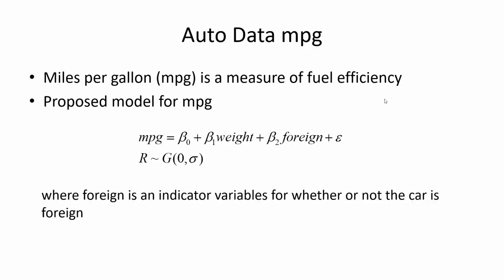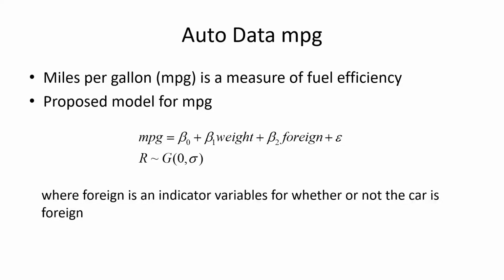Today we'll talk about a fun topic, interactions. And so we'll start by introducing an example here and then see how interactions help in this example. Miles per gallon is a measure of fuel efficiency.